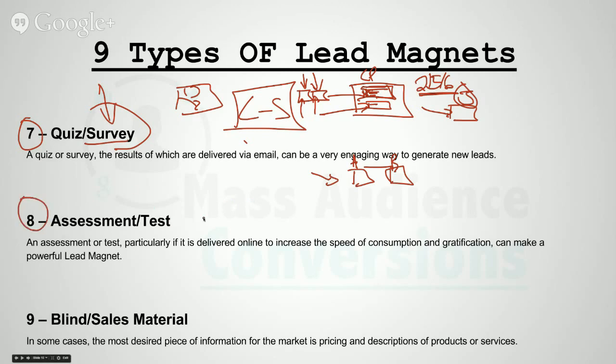Number 8 is the assessment or test. An assessment or test, particularly if delivered online to increase the speed of consumption and gratification, can make a powerful lead magnet. It's kind of the same mindset behind the survey and the quiz, as opposed to the test. Neil Patel has an amazing one on his Kissmetrics blog or tool, the software, where basically, let me just see if I can bring it up real quick.